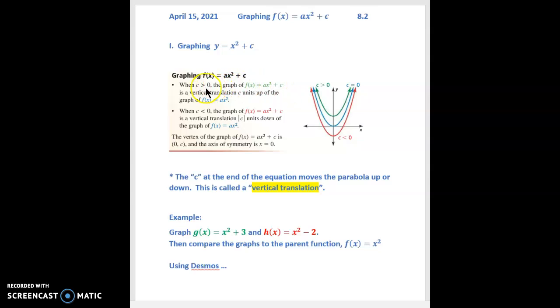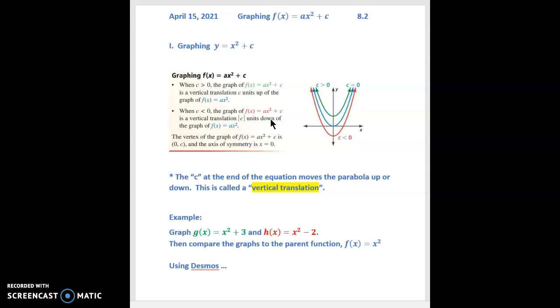This first part says when c is larger than 0, so it's positive, this graph is a vertical translation of c units up. So basically, if it's plus 1, you would just take the parent function, which is the blue one, and move all of it up 1. Same thing if it is less than 0. That means c is less than 0, so usually it would be minus a number, but it could also be written as plus a negative. You would move the parabola down.